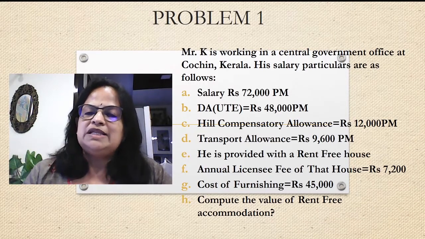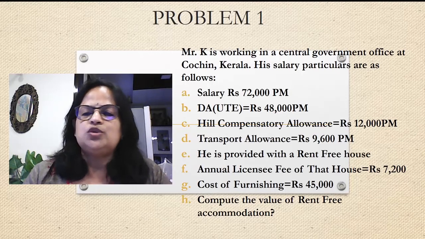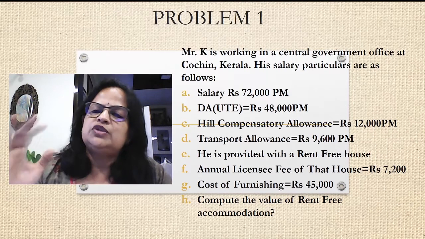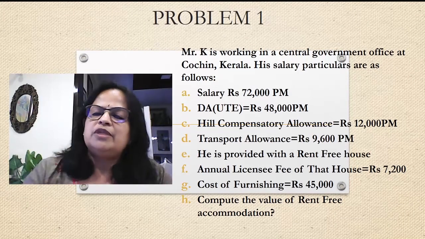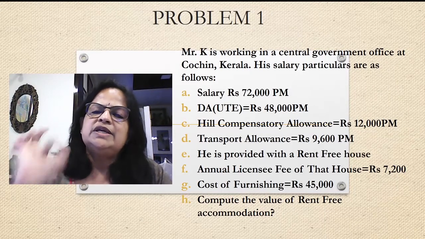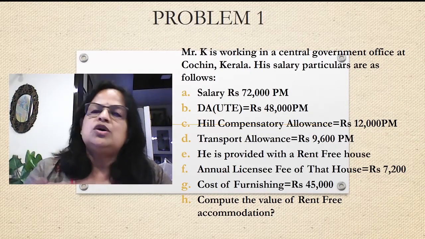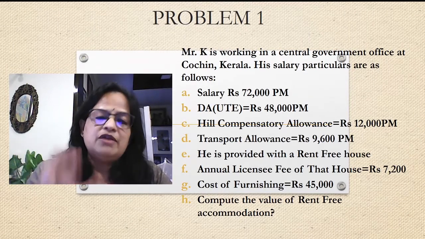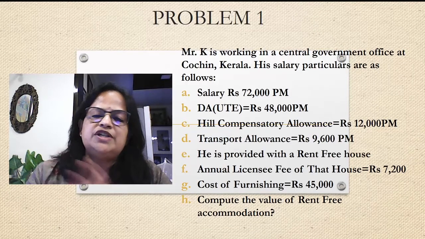Now, the annual license fee of that house is 7,200. I told you if he's a government employee, the annual license fee will be given in the question. All other information is not important for us; we don't have to consider it at all. We have to concentrate only on this 7,200 plus the cost of furnishing. So he is getting a furnished accommodation, not an unfurnished accommodation.